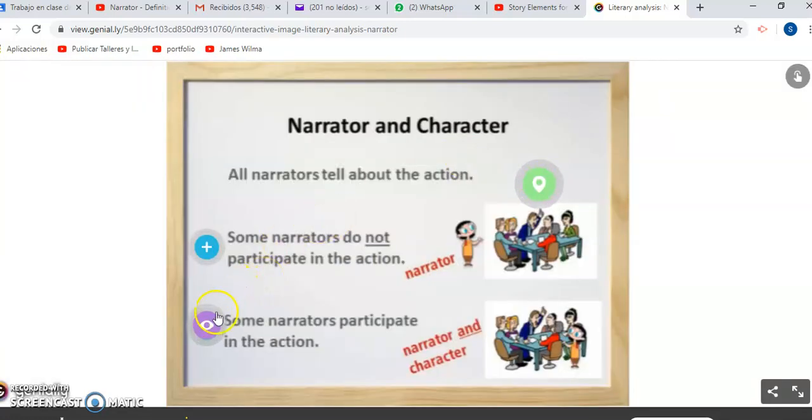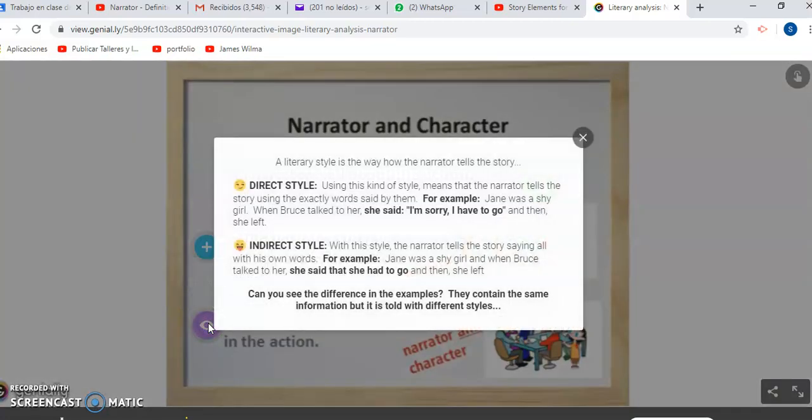And finally, we have part number 3: the literary style. A literary style is the way the narrator tells the story. Here we have two styles, direct style and indirect style. The first means that the narrator tells the story using the exact words said by them. For example, Jane was a shy girl.